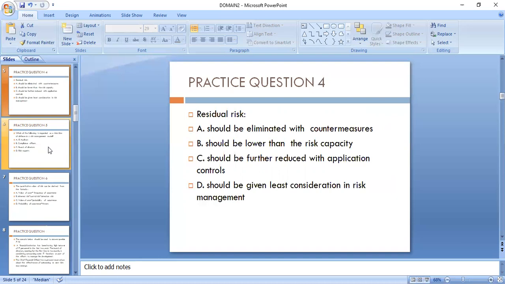So C is wrong. D, the residual risk should be given least consideration, that is also wrong. You must focus on residual risk. So your objective in risk management is to bring your risk down to the residual risk level. So the only correct answer here is actually B.